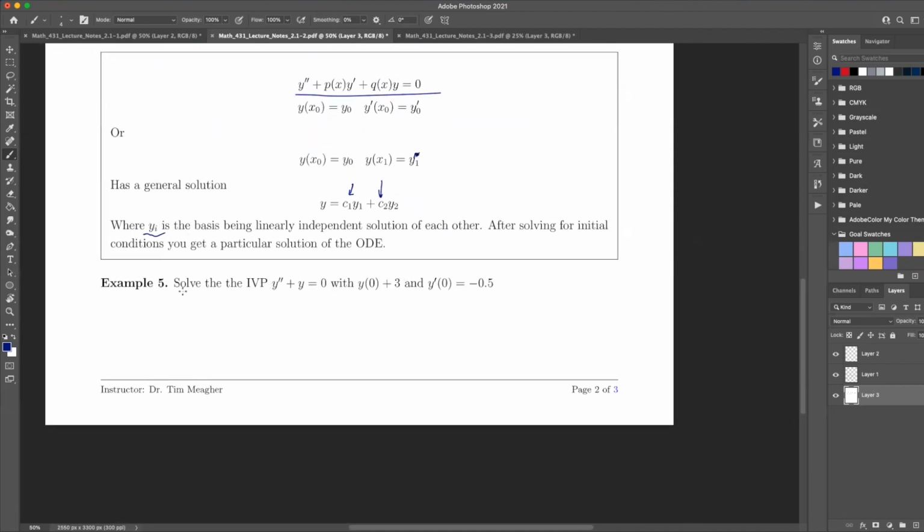So let's solve this initial value problem with this. We found out from our previous work that the general solution for the following was a cosine x plus b sine of x.